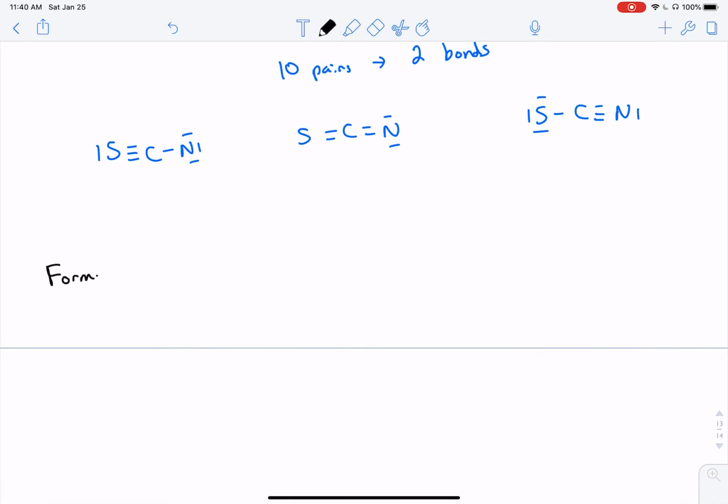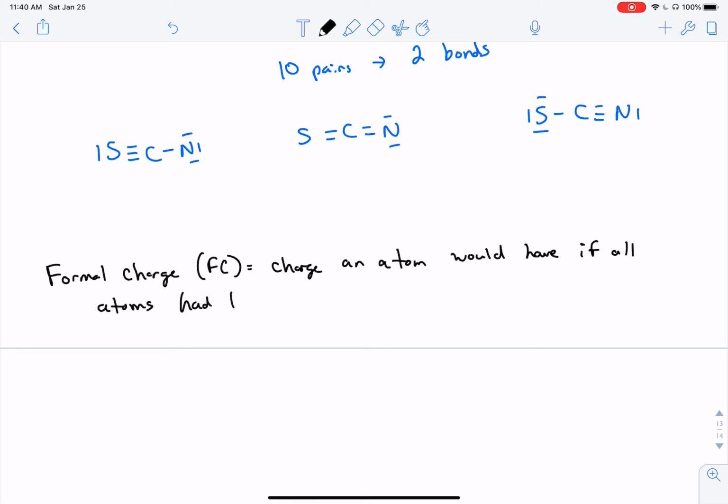So I'll define that here, kind of. So formal charge, and I'll kind of use the IB definition here. The charge an atom would have if all atoms had the same electronegativity. So assuming that all the atoms were sharing electrons equally, what would its charge be based on that?